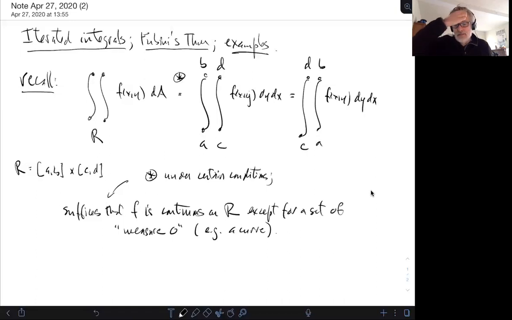Next class I will use this so that we can integrate over more general regions. I don't want to start this today. I just want to give you a couple of examples again. So that's Fubini's theorem, which tells us how we can compute an integral over a rectangle if the function is nice enough. We saw a couple of examples already.